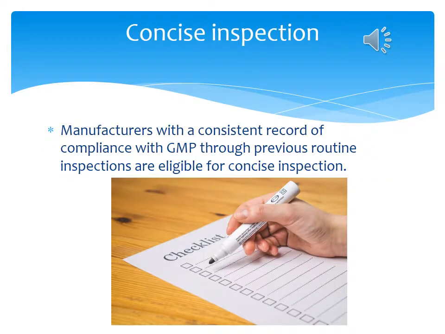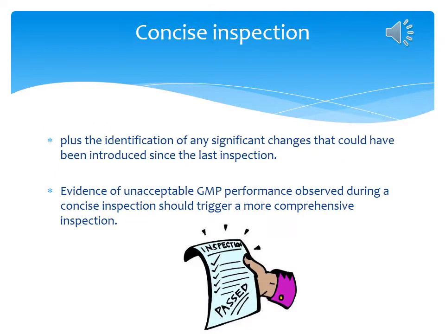Concise inspection. Manufacturers with a consistent record of compliance with GMP through previous routine inspections are eligible for concise inspection. The focus of concise inspections is on a limited number of GMP requirements selected as indicators of overall GMP performance, plus the identification of any significant changes that could have been introduced since the last inspection. Evidence of unacceptable GMP performance observed during a concise inspection should trigger a more comprehensive inspection.